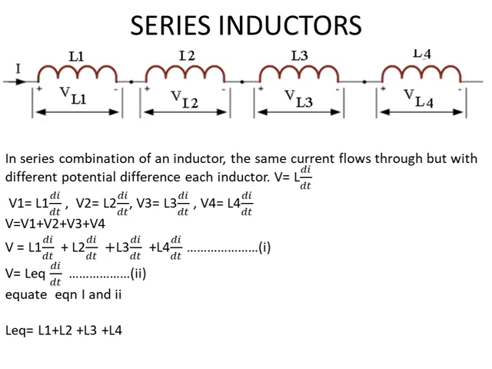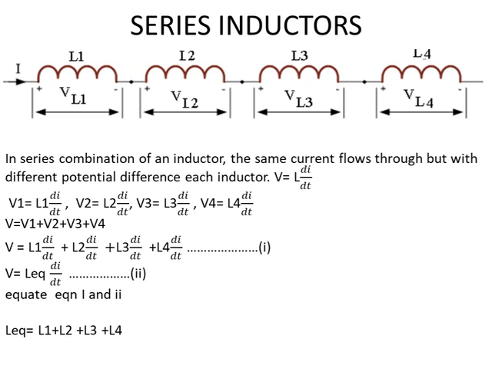So quickly, let's go through the circuit we have here. We have four inductors connected end to end. End to end connection shows a series connection. So in a series combination of inductors, the same current flows through all of them, but with different potential differences. By now we should know what potential difference means. So we have different potential differences, but the same current is flowing through.